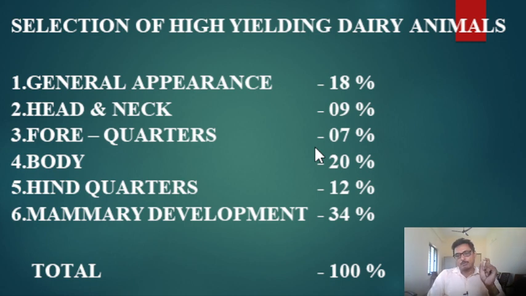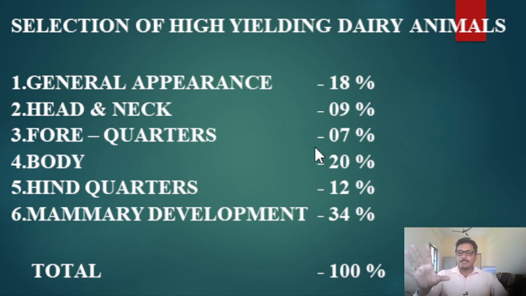You have to take care about the head and neck also, and then you have to divide that into 4 parts. First part is head and neck, the next part is forequarter, the next part is body, and the next quarter is hind quarter. Like that, we have to divide that into 4 quarters. These 4 quarters we have to know that.